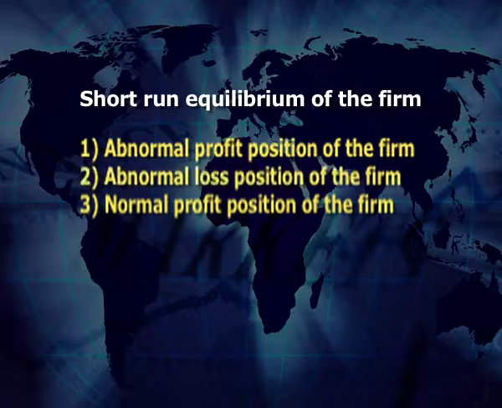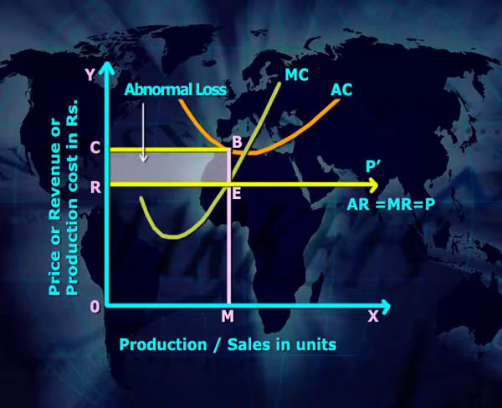Number 2 is the loss situation of the firm. According to Professor Marshall, in the market of perfect competition during the short run, a few marginal firms may be in a loss situation. Even though these firms will continue the production of the commodity with the expectation that in the long run they will come out of this loss situation by changing their fixed as well as variable factors of production. Therefore, we can represent the loss situation of the firm as shown in the figure.